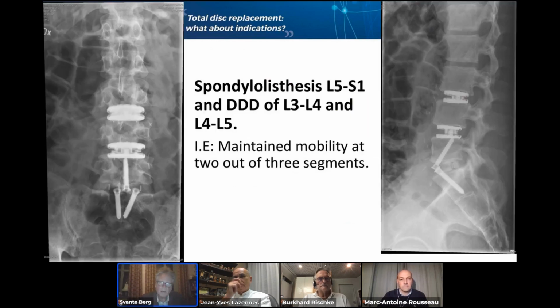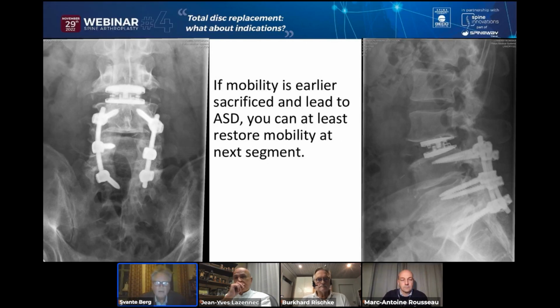This is an example of a hybrid with a spondylolisthesis of L5S1, also two degenerative discs on top. And everything is solved from the front. And at least the patients have maintained mobility at 2 out of 3 segments. If mobility was earlier sacrificed and led to adjacent segment disease, you can at least restore mobility at the next segment, as shown in this picture. The fusion was like 5-6 years earlier than the TDR surgery.